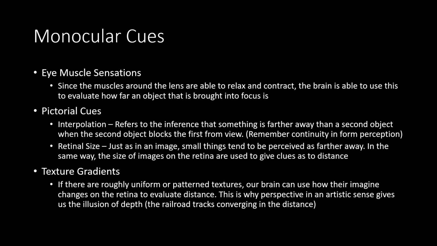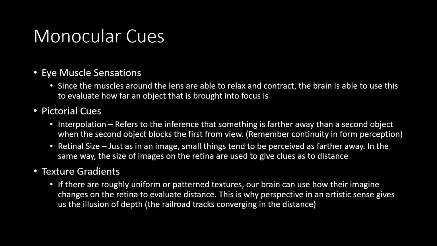Finally, in monocular cues, are called texture gradients, and this refers to the idea that if there is some type of uniform or textured pattern, we can use that pattern and how it changes over distance to estimate how far away something is. A common example of this is when you look at railroad tracks. If you sort of stand, well, don't stand directly on railroad tracks, please.